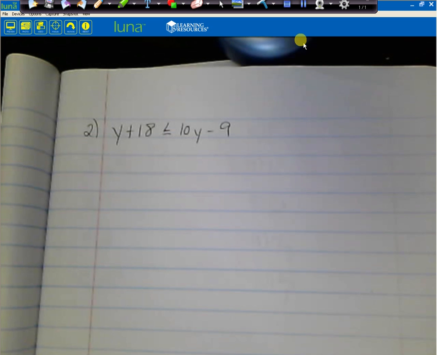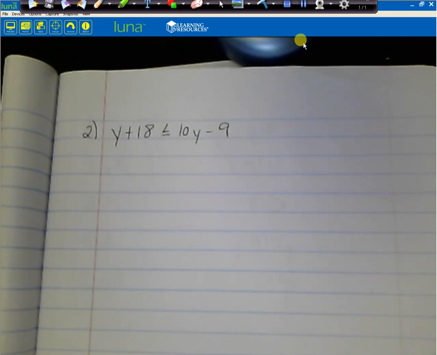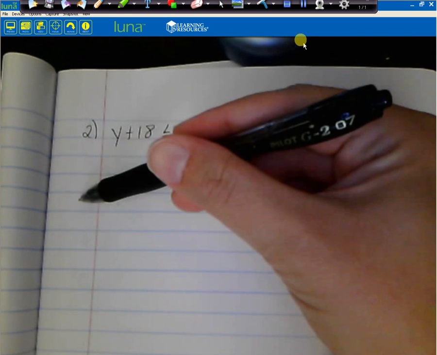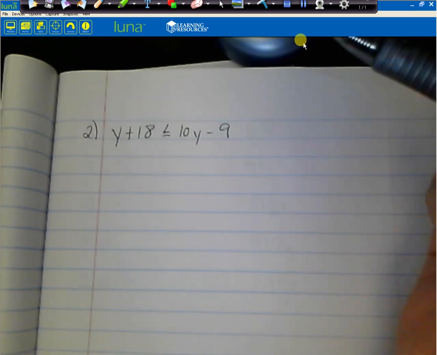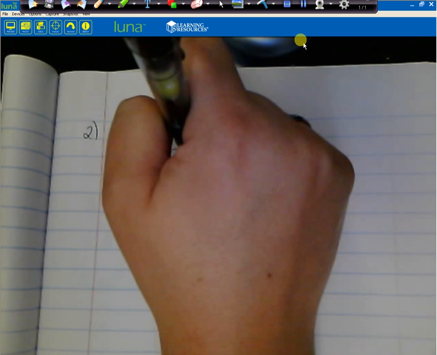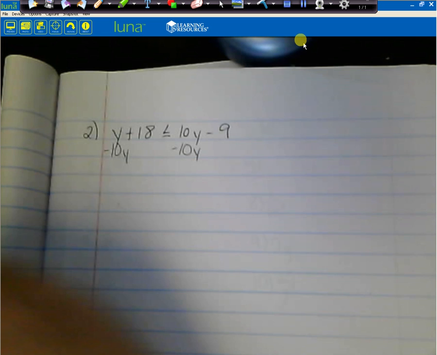All right, number 2, I'm going to go ahead and show you on notebook paper. So go ahead and write down number 2. It says y plus 18 is less than or equal to 10y minus 9. And again, I'm going to solve this the same way that I solve regular equations. I have y's on both sides. So I'm going to move the one from the right to the left. It's positive 10y, so I'm going to subtract 10y from both sides.